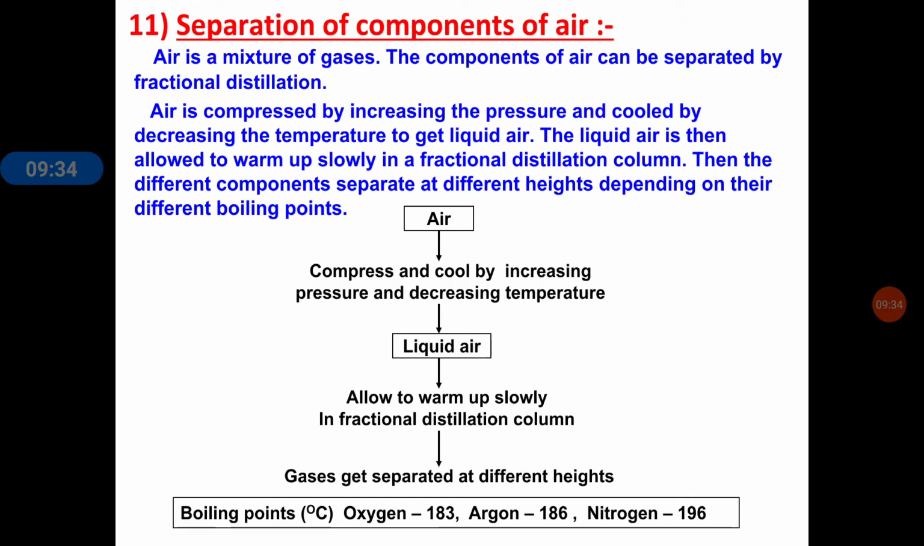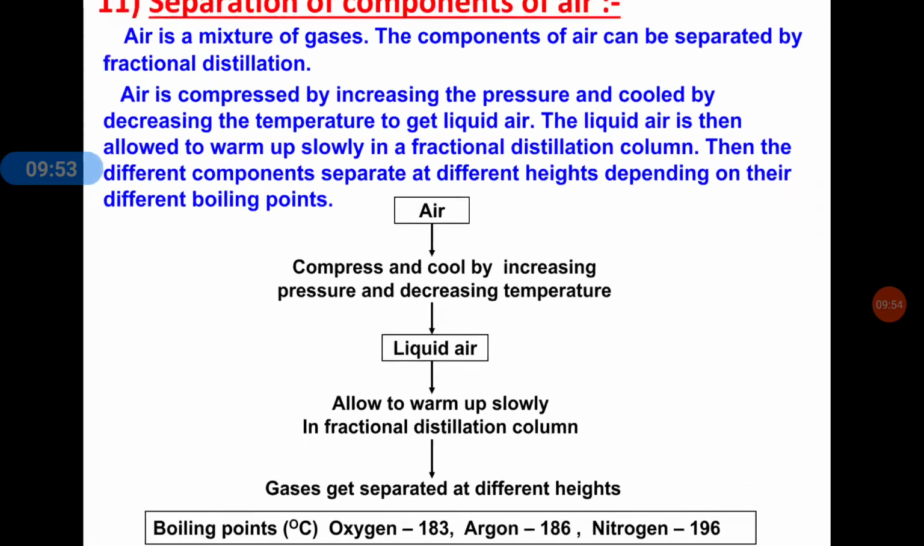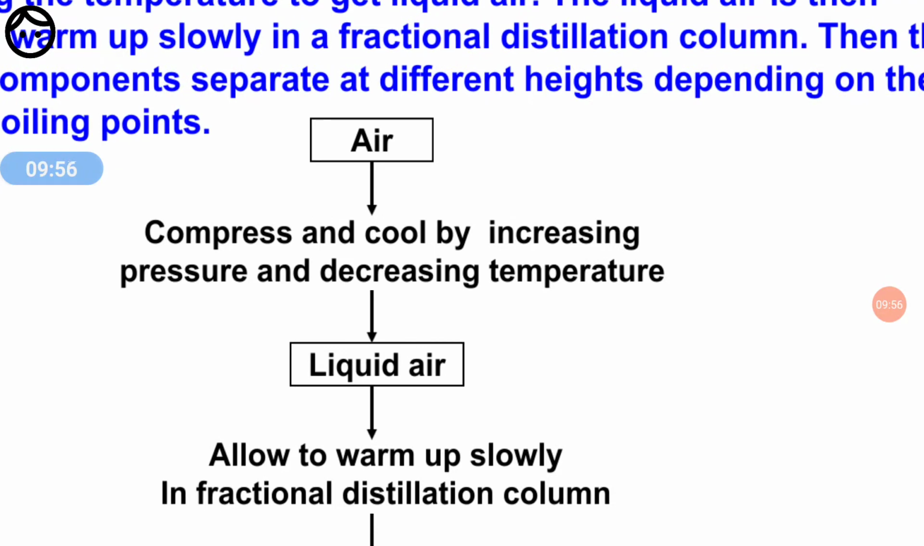Then the next type: in the same way we can separate the components of the air. As you know, air is a mixture of different gases, that is oxygen, argon, nitrogen and others. We can separate the components of air through the fractional distillation method only. In this method you have to compress the air. When you compress the air, what happens? Air is in the gaseous state, and after compressing it, it gets converted into the liquid state.